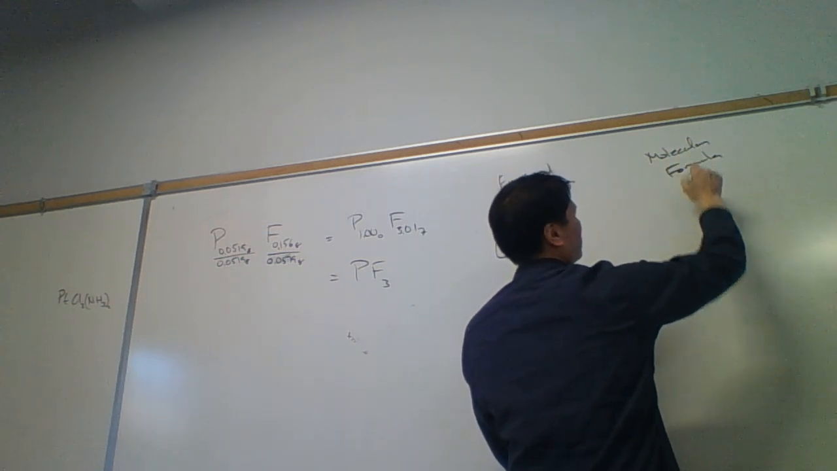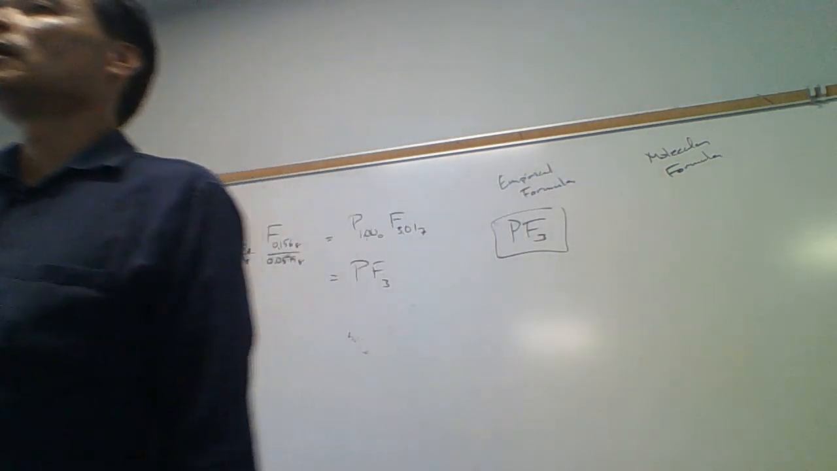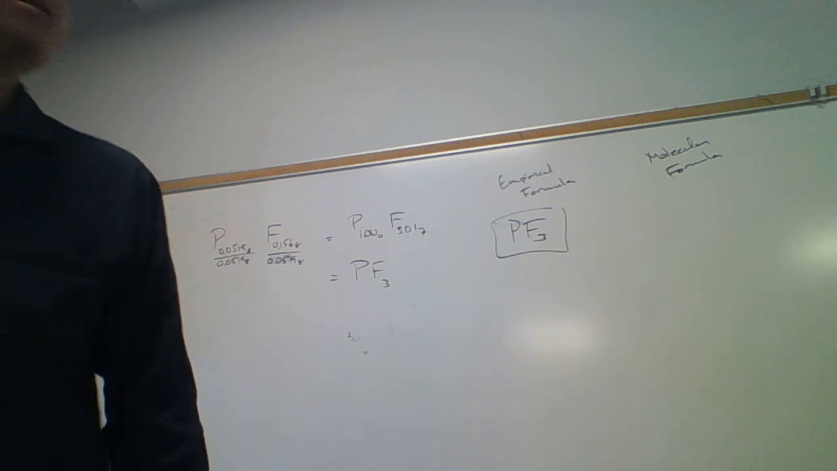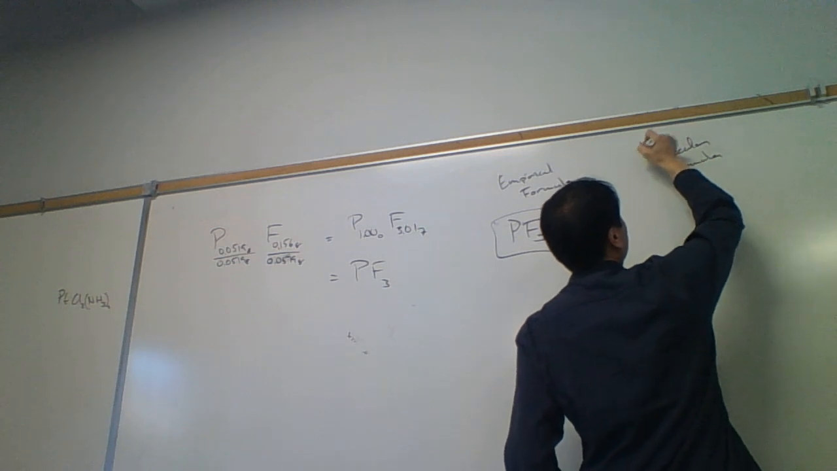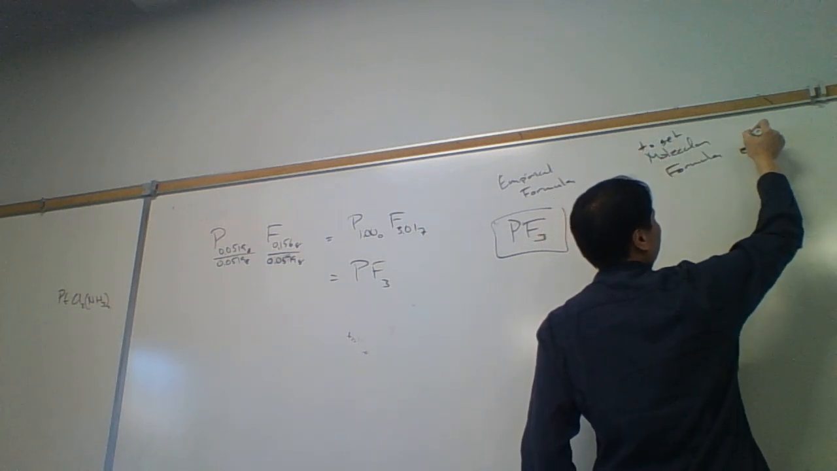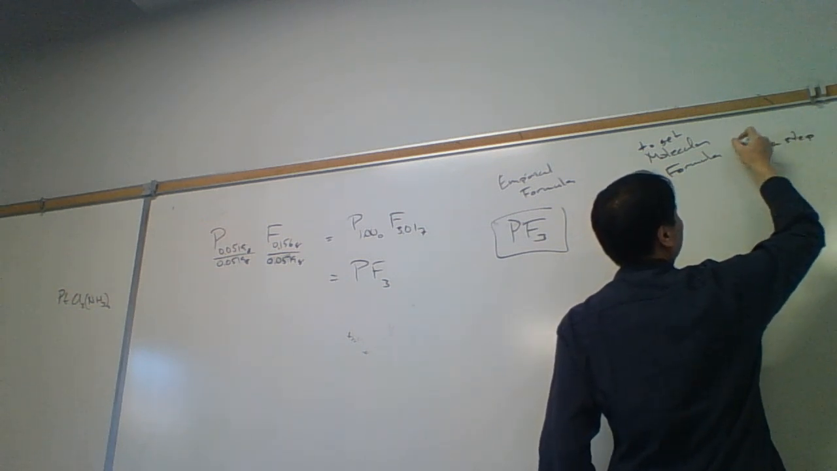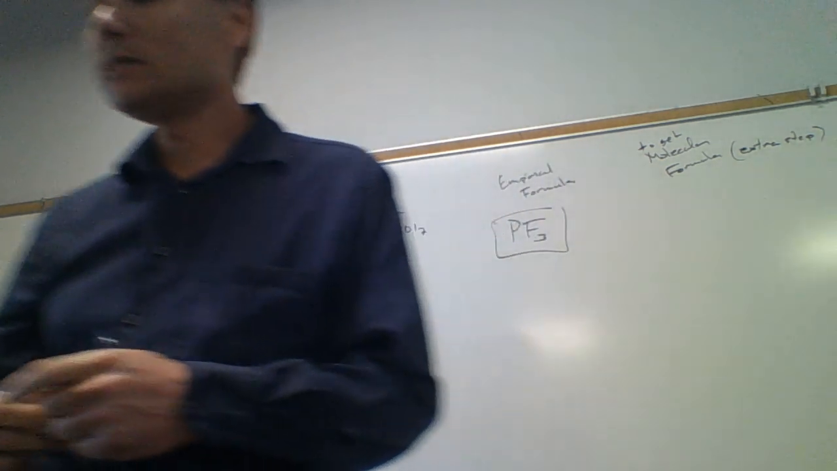If applicable. Well, PF3 forms molecules. And so is this half a molecule, a quarter of a molecule? What is this? An extra step is required to get the molecular formula. We have to do one extra step. And the extra step is this.